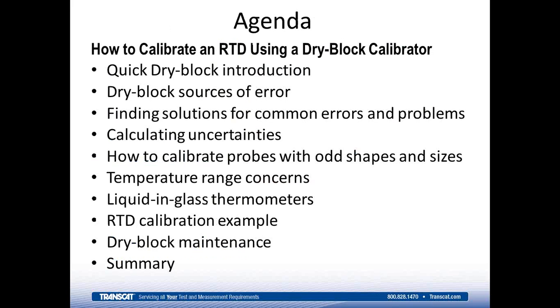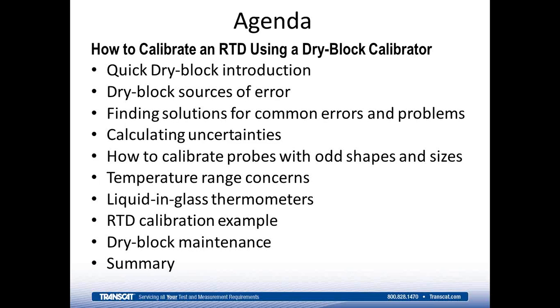A little bit about the agenda today. Obviously the webinar is discussing how to calibrate an RTD using a dry well calibrator. We'll do a brief introduction about dry block or dry well calibrators, and spend some time talking about sources of errors that come up while you're using those. We'll talk about ways to find solutions to resolve those kinds of errors and problems that you might run into. We'll talk about calculating some uncertainties. That's a good discussion to have, and I'll have some examples there for you that'll be helpful, I think. How to deal with probes that have odd shapes and sizes comes up quite often with customers, so that's another topic we'll talk about. And we'll talk about temperature range and concerns around that.